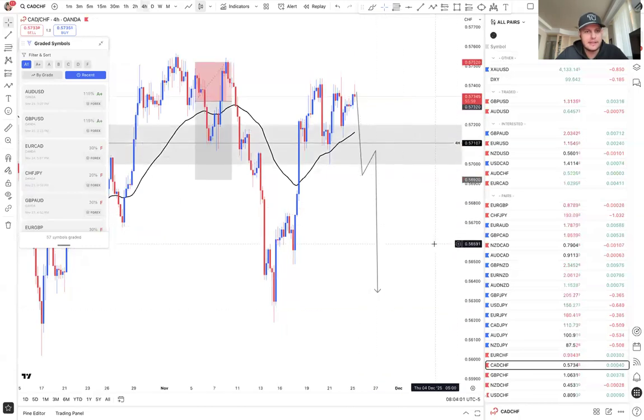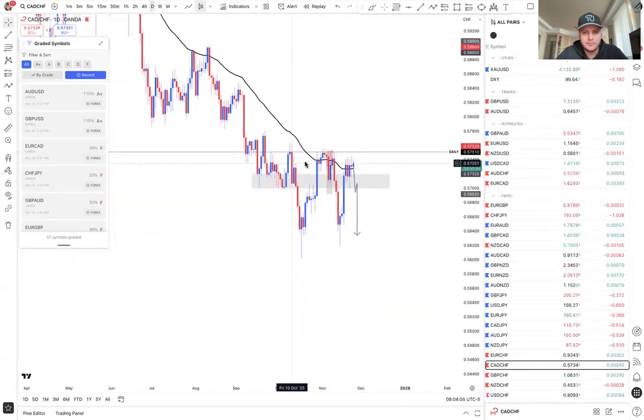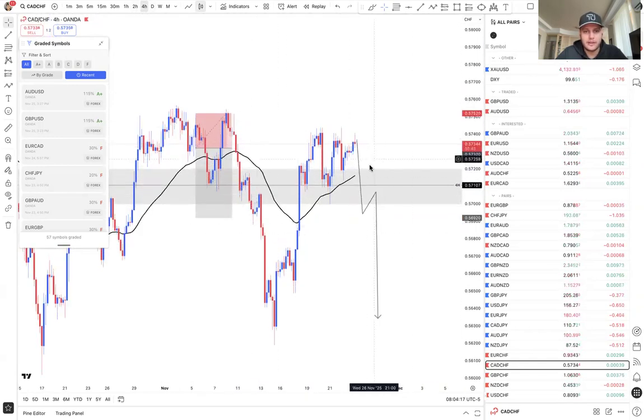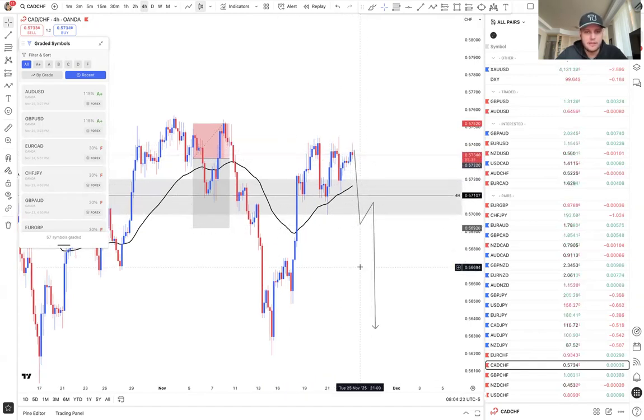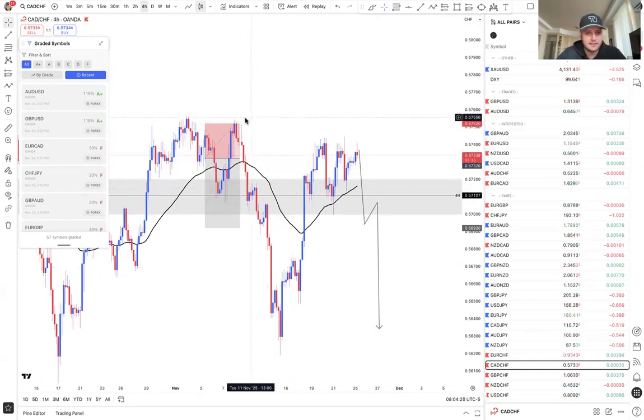CAD CHF. I think CAD CHF is one of the cleaner looking pairs because we're retesting previous structure, or we're retesting the daily EMA, we're retesting the area of interest, and we're getting a lot of rejections. So that's really nice to see. We're creating 4-hour structure that could be bearish, triple top, double top, break, retest the neckline, retest the EMA. Kind of similar to the way price did right here, except price did us extremely dirty on this move right here.